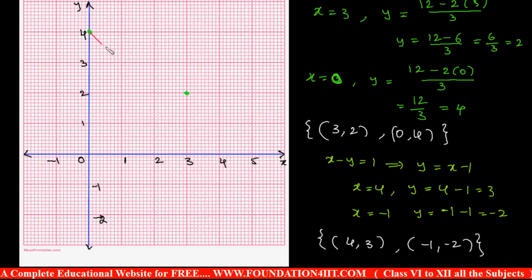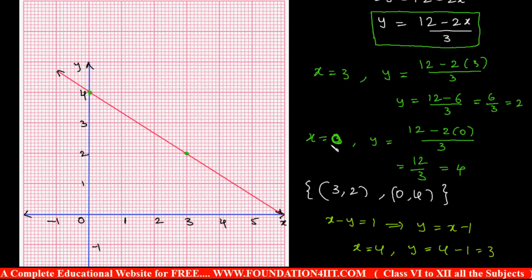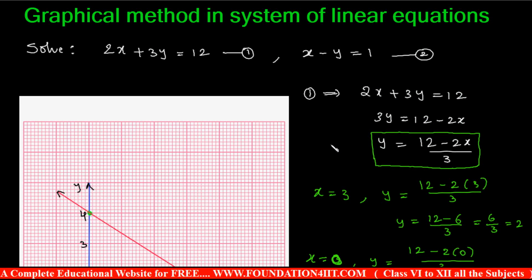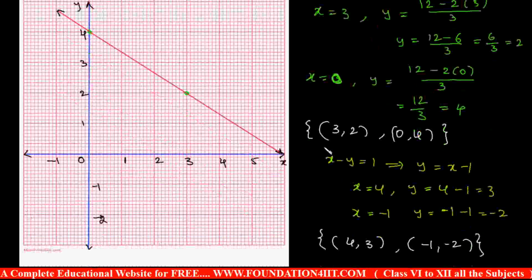From this point we join the two points, and we can extend it also, as far as the maximum part of the graph. Okay, this is the line for equation 1, that is 2x plus 3y is equal to 12. Another 2 points will give one more line, starting with 4 comma 3.